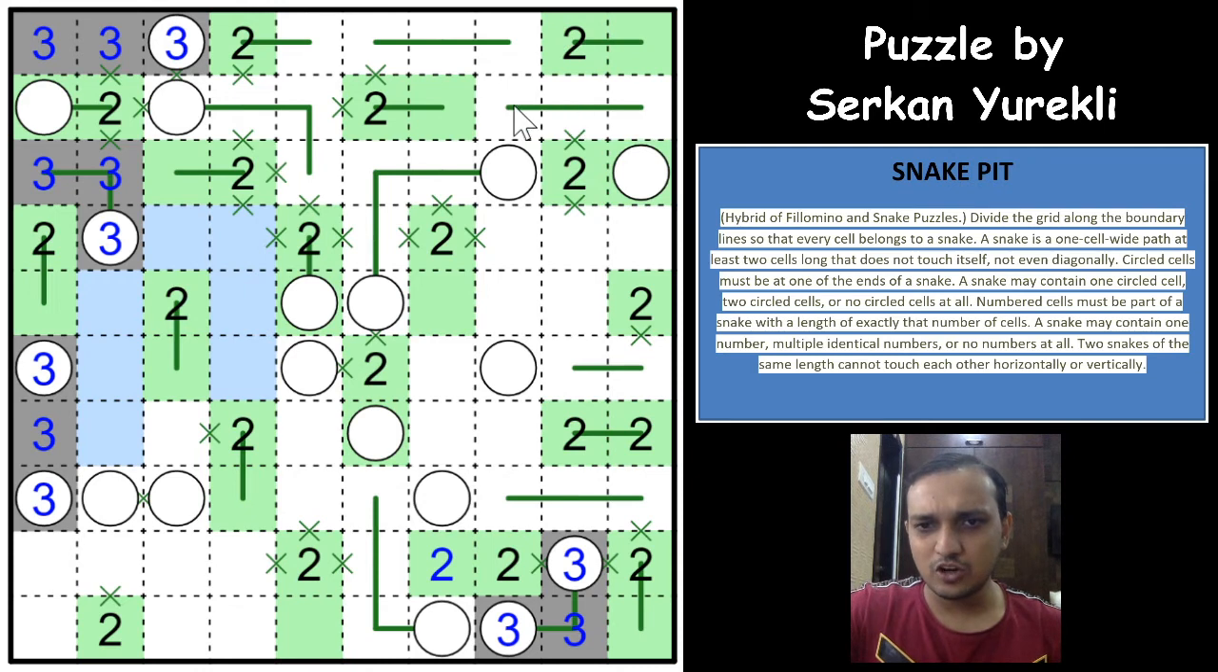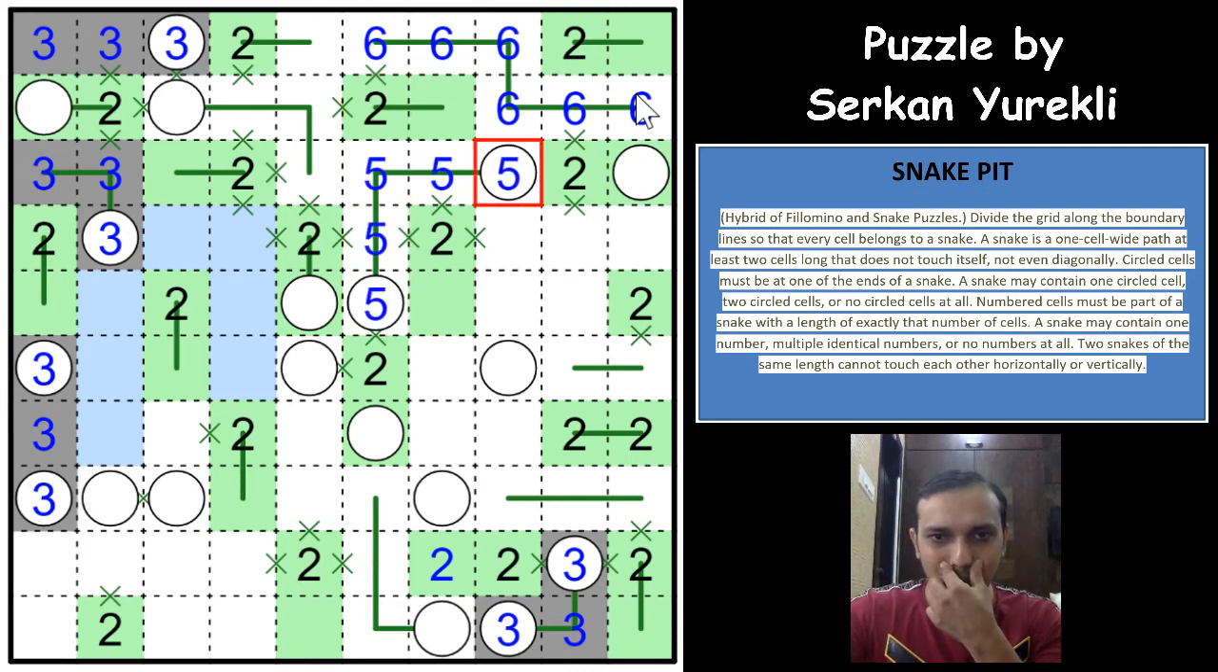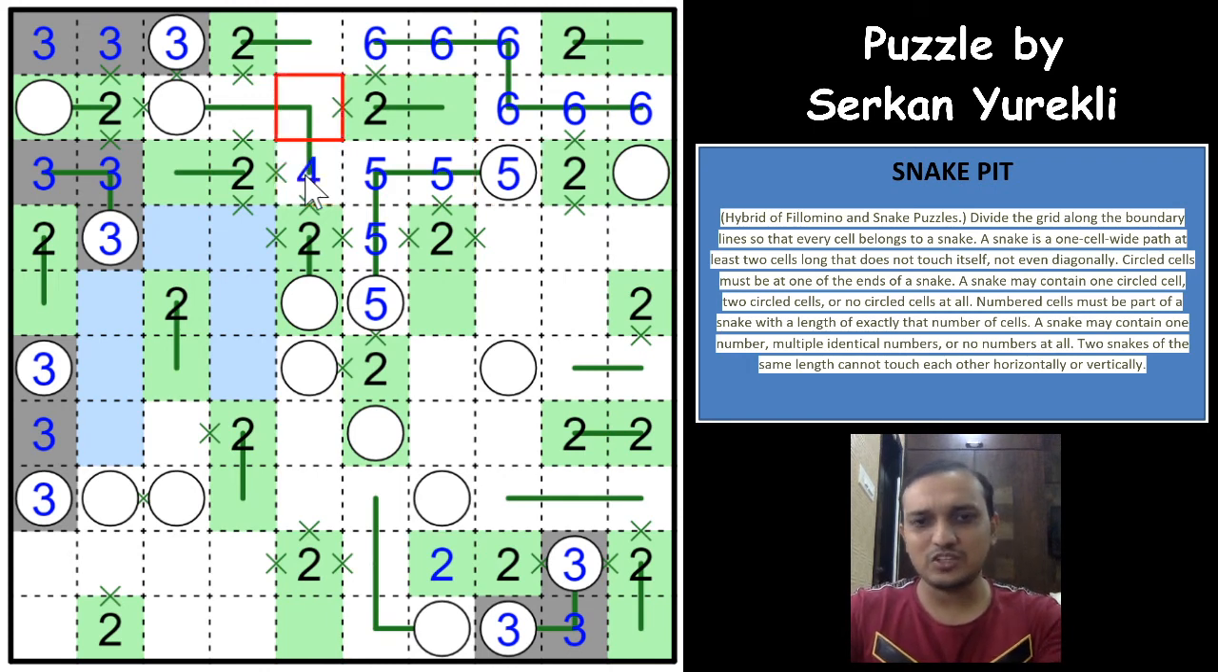It cannot be 2, it cannot be 3 as well, because if it becomes a 3, this also becomes a 3, and then you have a contradiction. So this would have to be a 6-cell snake now. So this is a 6-cell snake now. This becomes a 5-cell snake. Superb. And this becomes a 4-cell snake.